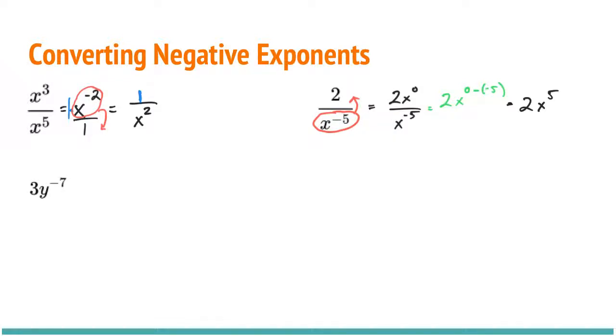Our third example, we have 3y to the negative 7th. Let's think of that as 3y to the negative 7th over 1. What's going to happen is that we're going to take this y to the negative 7th and move it down to the bottom. The 3 does not have a negative exponent, right? The exponent of 3 right now is actually just a 1, so that stays where it's at. That stays on top, and on bottom you have y to the positive 7, and that would be your final answer.